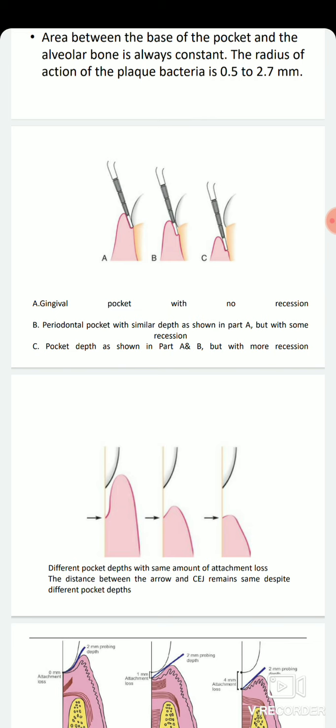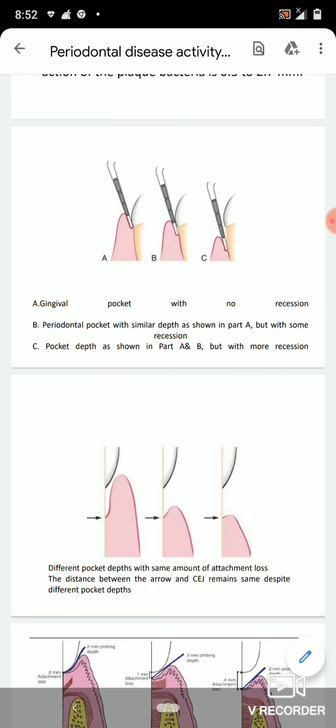So if you see here, there are 2 millimeters of cemento-enamel junction exposed, and the pocket depth measuring from the crest of the marginal gingiva to the base of the sulcus is about 3 millimeters. So 2 plus 3 is 5 millimeters of attachment loss.